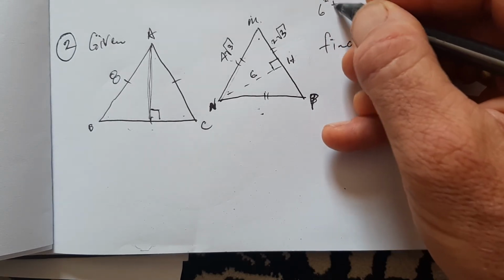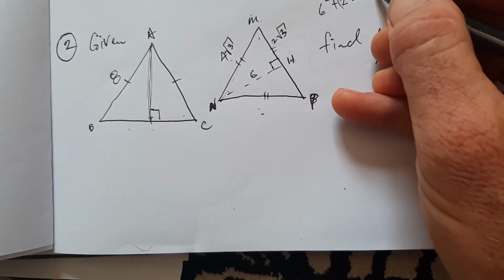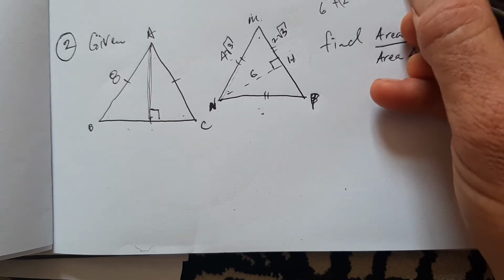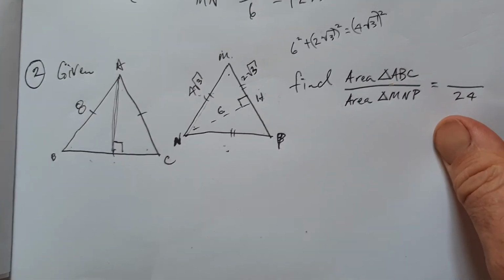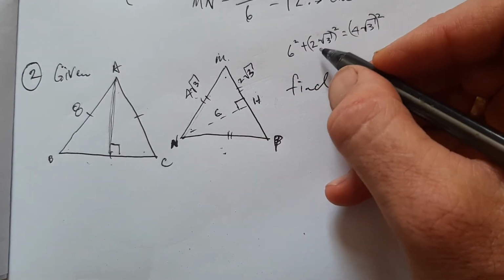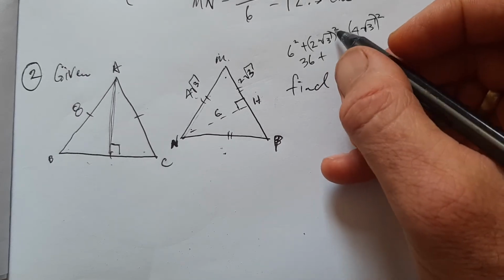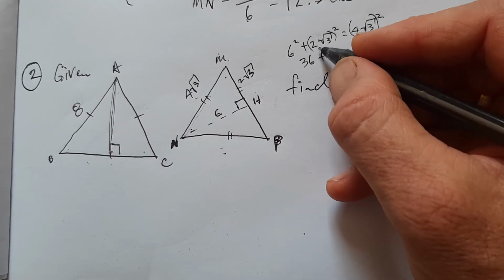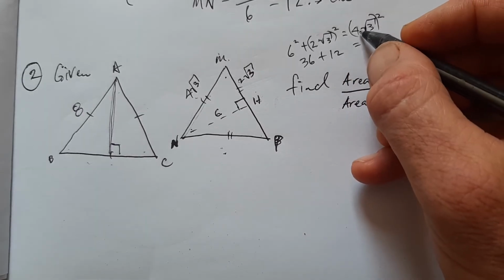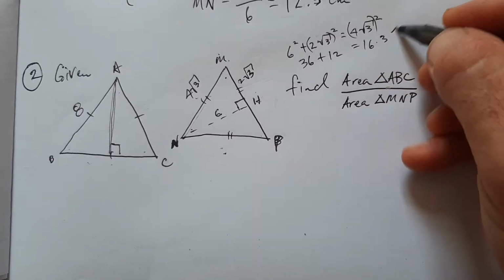6 squared plus 2 square root of 3 squared equals 4 square root of 3 squared. All right, we want to check our little right triangle here, our little special right triangle. You probably have these memorized better than I do because I'm a little rusty on this. So it's 4 times 3, 12, equals 16 times 3, 48. Okay, cool. So that checks out.